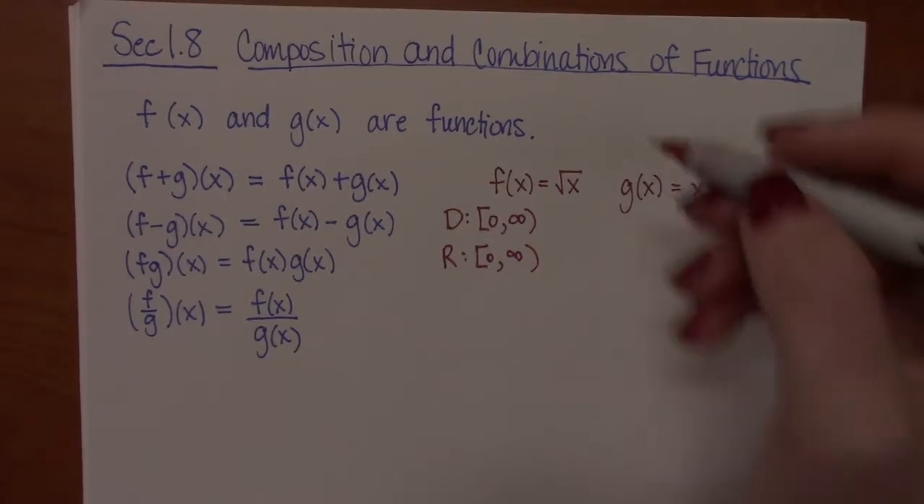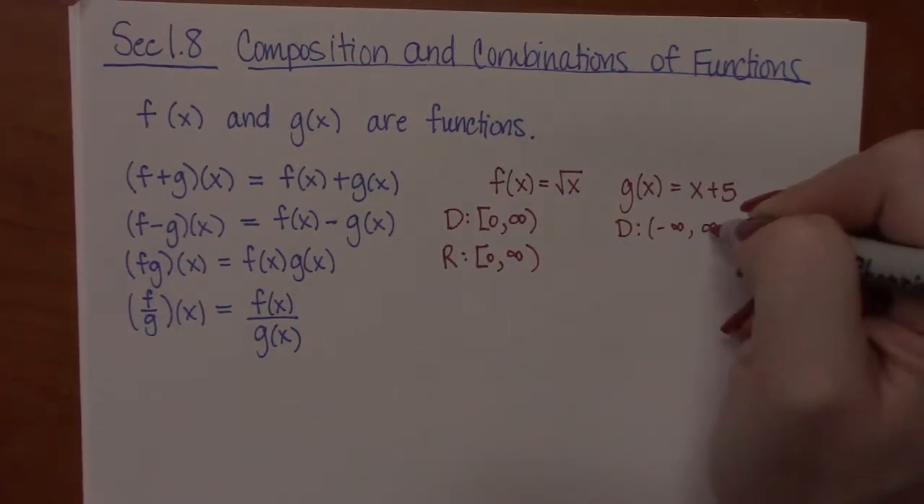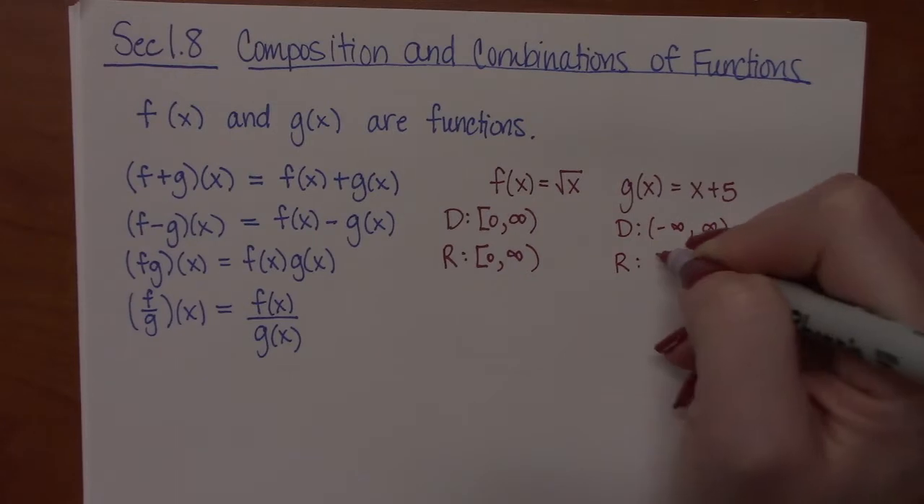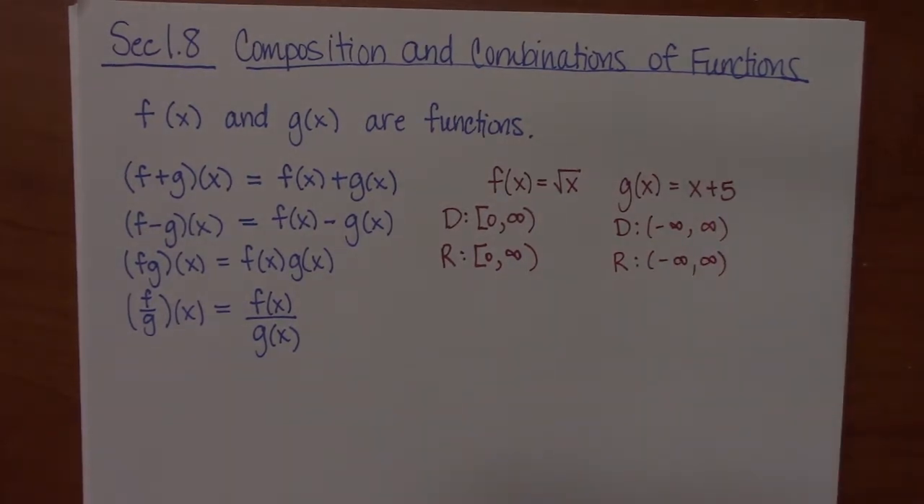So lines have domains of all reals and ranges of all reals. Everybody can kind of visualize a line in your head, and all lines, unless we put some kind of application restriction because of the context of the line, are all reals, all reals.